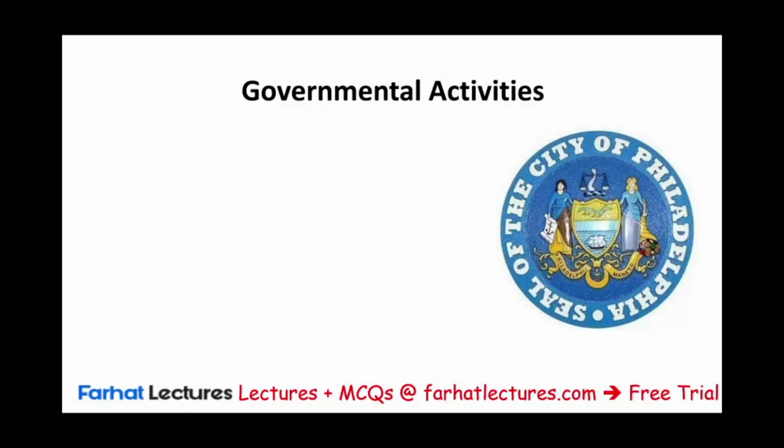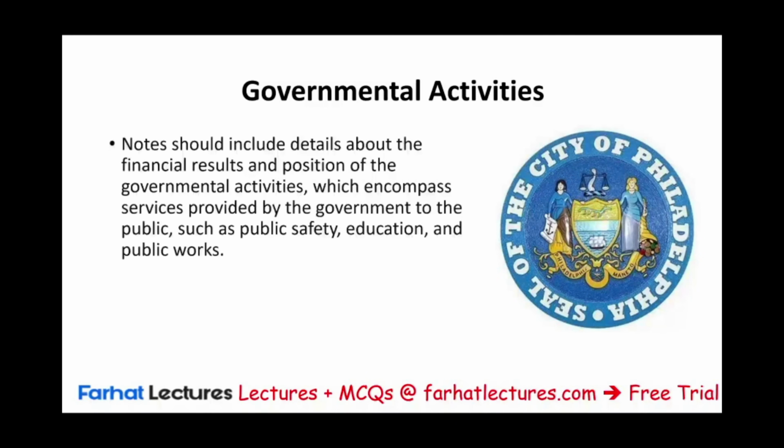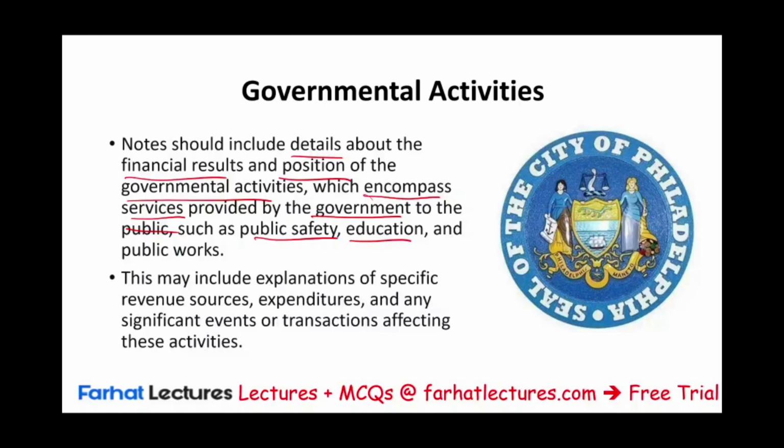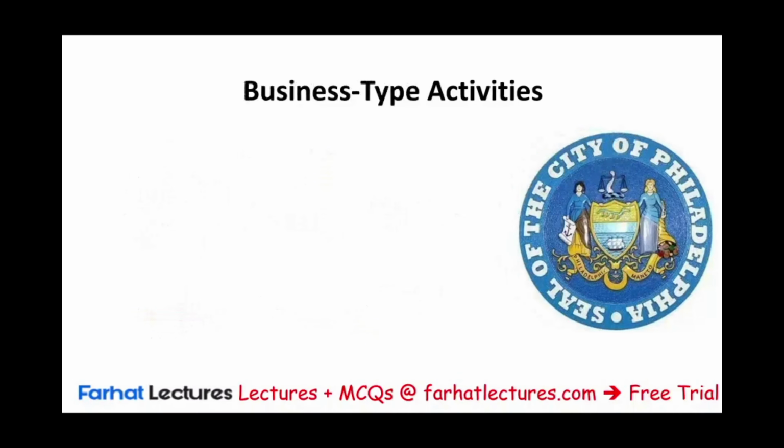Well, what do you need to disclose in the notes? You need to disclose details about the financial results and position of governmental activities, which encompass services provided by the government to the public, such as public safety, education, public works, or any other governmental activity. This will include an explanation of specific revenue sources, where we are getting the money from, expenditures, and any significant event or transaction affecting these activities. Sometimes they might include a budget and a variance.